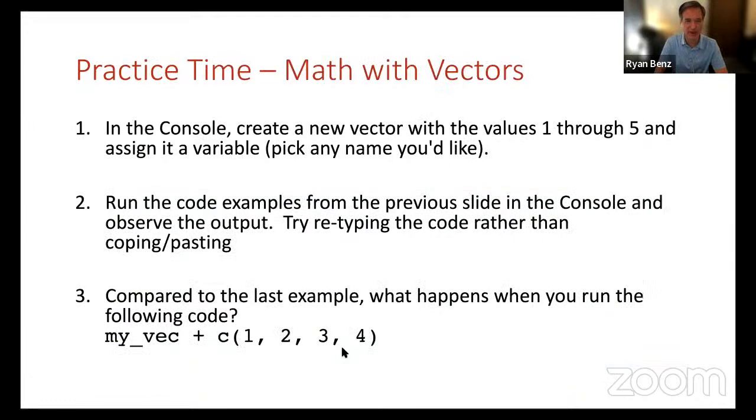We are going to do some math with vectors. What I'd like you to do is, again, either in the console or the editor, because we know how to execute code in either place. I want you to create a vector with the values 1 through 5. Hint, if you go back to the previous slides, you can find some code that does that. It's up to you to pick the name.